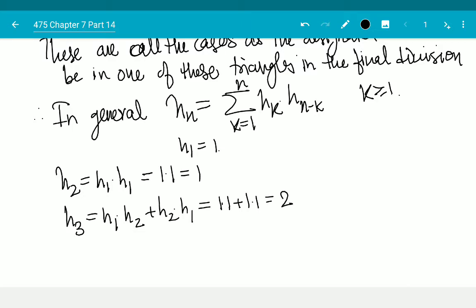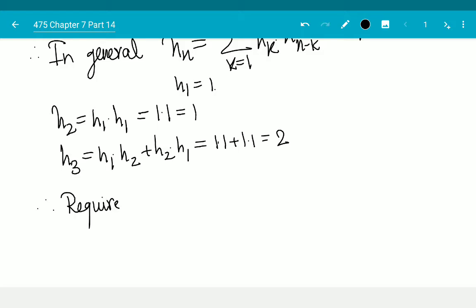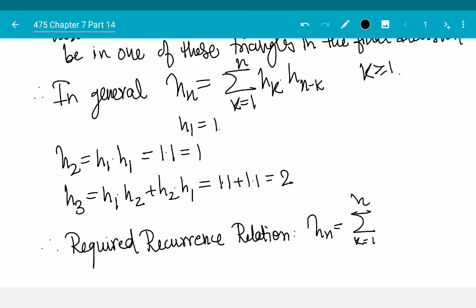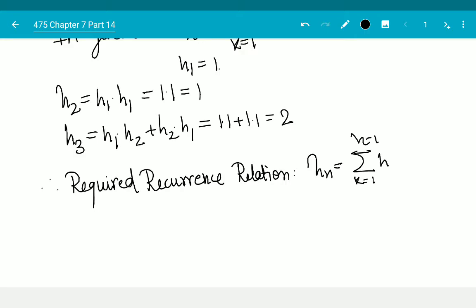So it checks out for lower levels, and therefore the required recurrence relation is h of n is equal to the summation k is equal to 1 to n minus 1 of h of k h of n minus k.